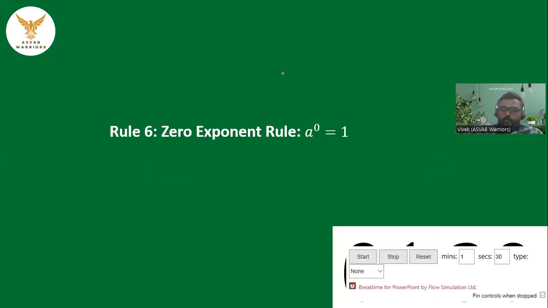Zero exponent rule. Guys, remember anything to the power 0 is 1. 100 to the power 0 is 1. 100,000 to the power 0 is 1. 1 billion to the power 0 is 1. 1 trillion to the power 0 is 1. Anything raised to power 0 is equal to 1 only.